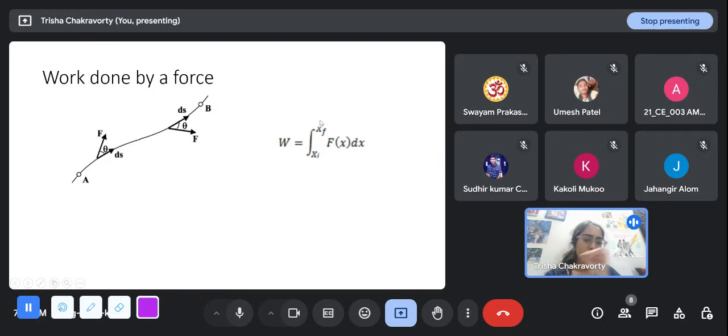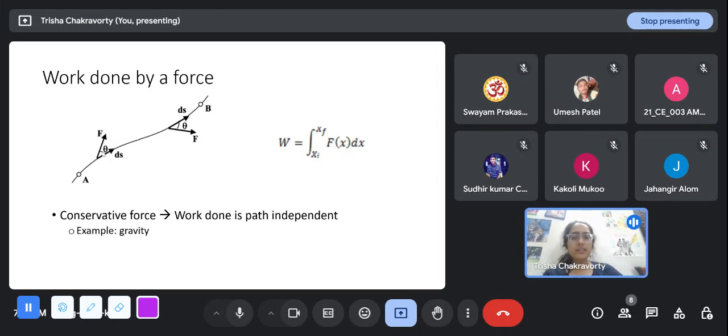So if A is my initial state and B is my final state, and it goes through a zigzag path, not a straight path, then at each point I have to look at the differential displacement and the force. This is actually F dot dx, so there should be a cos theta here. So it is basically the component of the force acting in the direction of the displacement multiplied by the displacement itself. Conservative work is, by definition, when the work done is path independent.